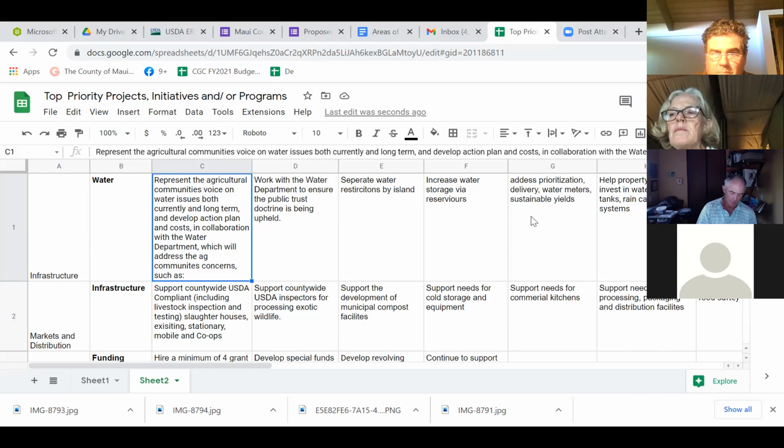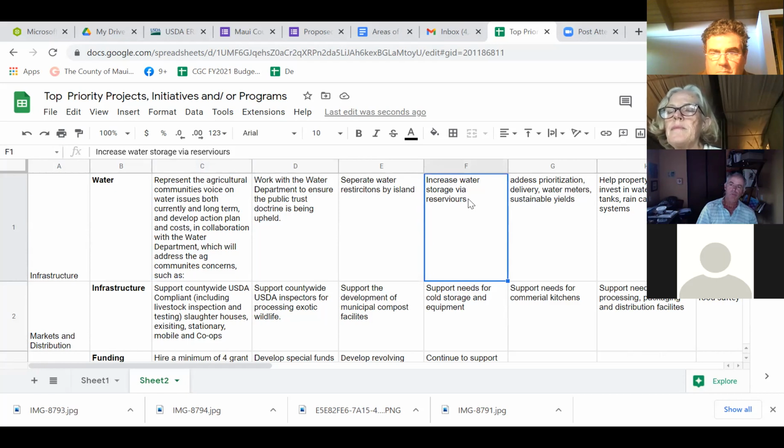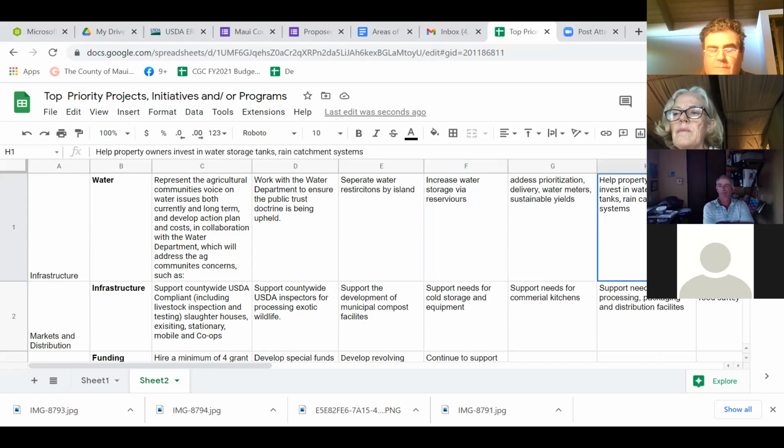Jennifer, is there a place here for this? We're trying to get the county to approve, mostly as farmers and ranchers, a storage tank for a sprinkler system for fire protection. I think F, increase water storage via reservoirs, and we can add water tanks. No, it could be a personal water tank at your house just for your sprinkler system in case your house burns up. This is for fire protection. So, help property owners invest in water storage tanks and rain catchment systems.